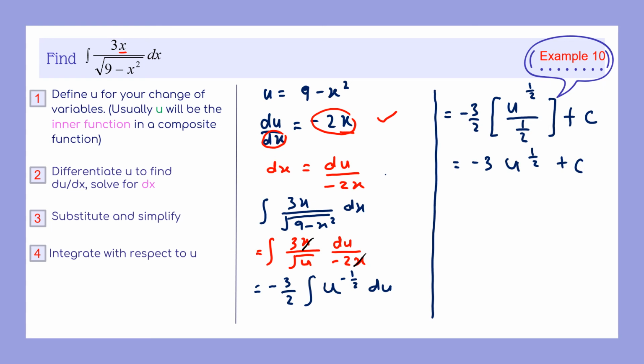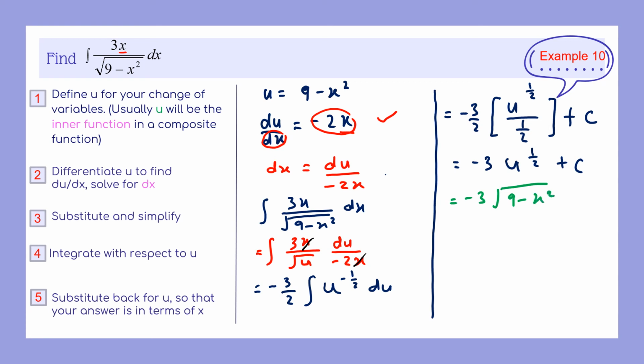And then finally the step 5 is substitute back for u so that your answer is in terms of x. So finally we change to, in negative 3, then u power 1 over 2 will become, we can change to sec 9 minus x squared plus c. So this is the answer for this question.